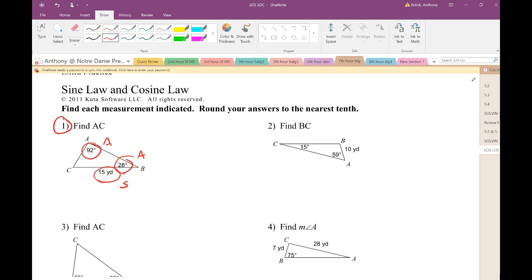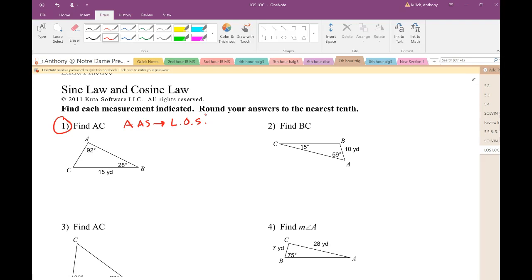Could I have also said this is angle, side, angle? No, because the side isn't sandwiched in between the two angles, right? Does everybody feel okay with that? Okay. So this is an angle, angle, side situation. That implies I should use the law of sines. Everybody okay there? All right.